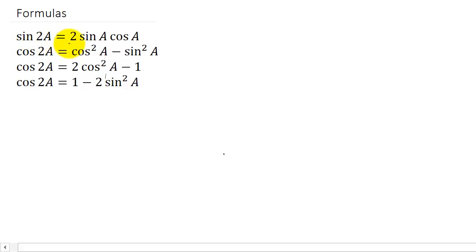Alright, so you can see we have our double angle identity for sine, and then we have three different double angle identities for cosine. Now, as far as the cosine goes, how do we know which formula to use? Well, it depends on what information they give us. If they give us sine, then we would use this one. If they give us cosine, we use this one. If they give us both of them, then we can actually use any of the three. We can plug in cosine and sine, or we can just plug in the cosine value or just the sine value.